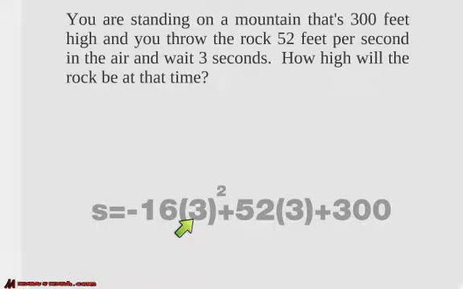So it's going to be 3, because we waited 3 seconds. That's our time. T is there and t is there. 52 is the speed that we threw it. Negative 16, that's gravity. That's the force of gravity on the rock. You square the time. 300 again is how high you're throwing it from. Now all you've got to do is add all those up together. Bam, and you get 312 feet. So after 3 seconds, it'll be 312 feet in the air.